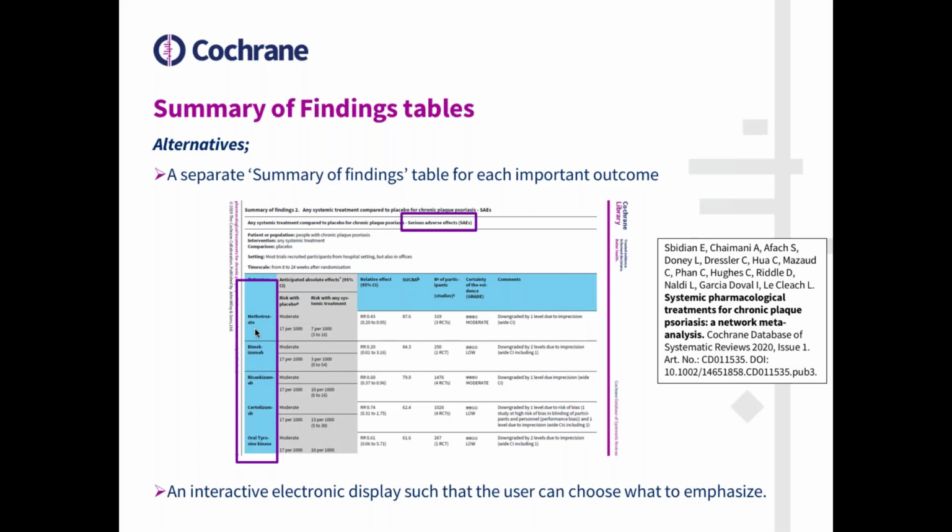A third option is an interactive electronic display so that the user can actually choose what they want to emphasize, so which comparisons for which outcome and so forth. This is the sort of thing that's currently in development. I don't know if it's finalized yet. I don't think I've seen a very good final version yet, but I think it's something that's in the future, and it will be a much more helpful way of presenting this evidence. So we're all looking forward to seeing that.